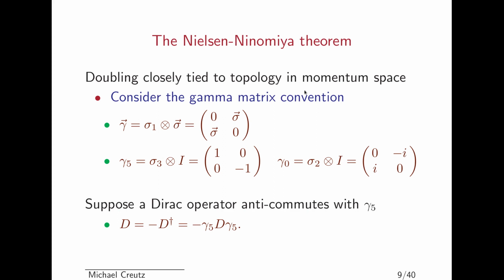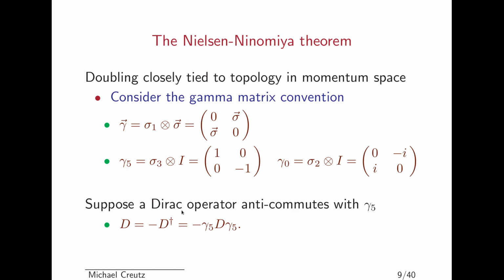Okay, so what I talked about at the very beginning was essentially the Nielsen-Ninomiya theorem, and I'm going to try and describe it a little more formally now. This doubling issue is closely tied to topology in momentum space. So let's take a particular gamma matrix convention to make this clear. I can take my gamma vectors to be sigmas in the off diagonal, gamma 0 to be i's in the off diagonal. And I think there should be a sign here somewhere. Anyway, gamma 5 is the usual thing, 1 and minus 1.